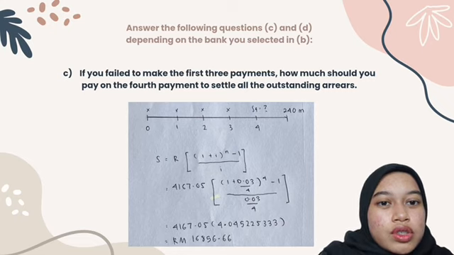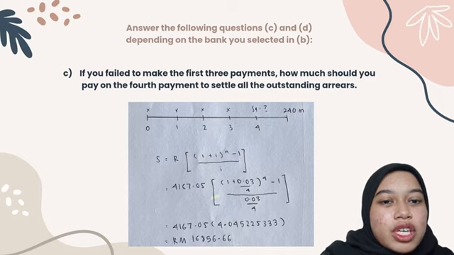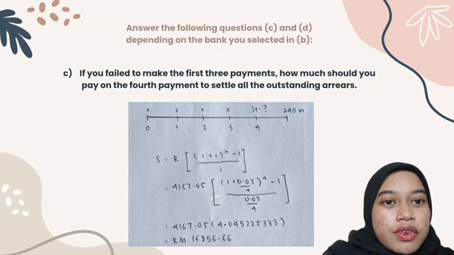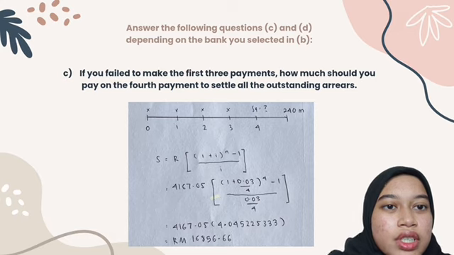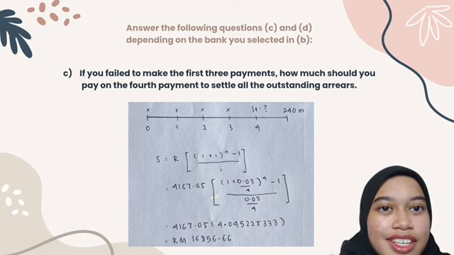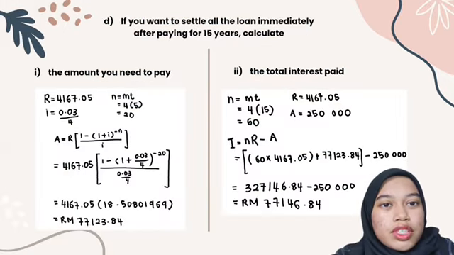The formula you use for this question is S equals to R in the bracket 1 plus i to the power of n minus 1 over i. R is 4,167.05 ringgit, i is 0.03 over 4 and n is 4. Fill the formula with the amount given, 4,167.05 times in the bracket 1 plus 0.03 over 4 to the power of 4 minus 1 over 0.03 over 4, and the answer is 16,856.66 ringgit.